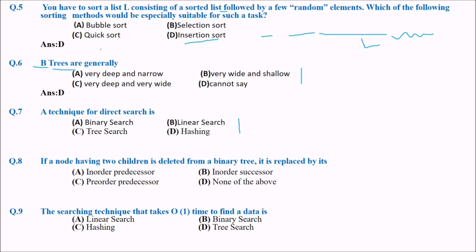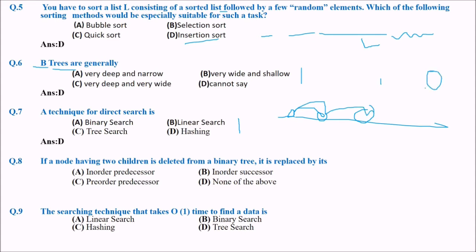How can you just directly search? This is hashing. In these kinds of search, linear, binary, and tree, what happens? I'll just give you an example of linear search. You have a list, so you start with the first element, you go to the next element, and you try to find out whether the search value, the value which you want to search, is there or not, and you go on.